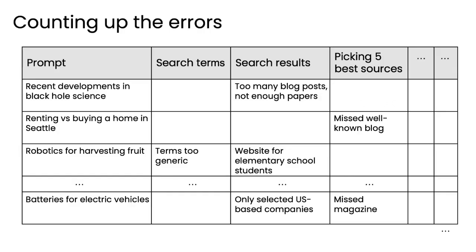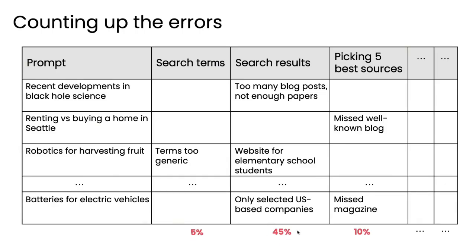And then you might go through this for different prompts. Renting versus buying in Seattle. Maybe it missed a well-known blog. Robotics for harvesting fruit. Maybe in this case, we look at it and say, oh, the search terms are too generic, and the search results also weren't good, and so on. And then based on this, I would count up in my spreadsheet how often I observe errors in the different components. So in this example, I'm dissatisfied with the search terms 5% of the time, but I'm dissatisfied with the search results 45% of the time.